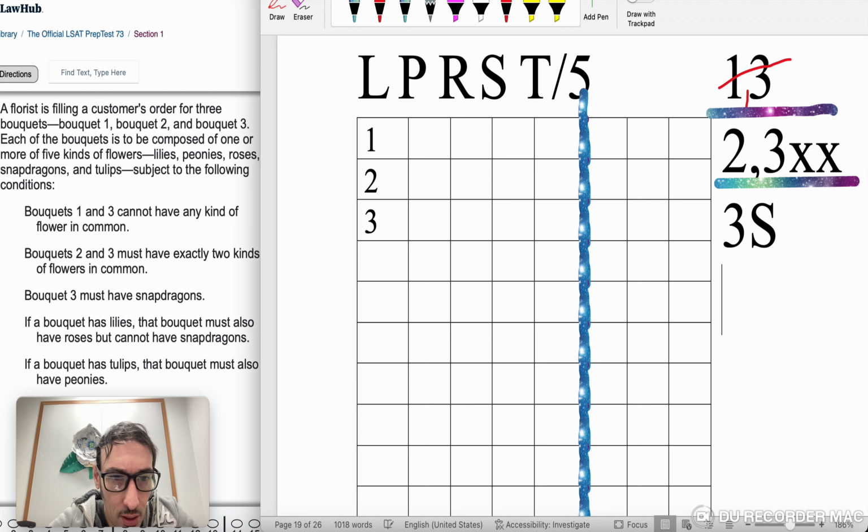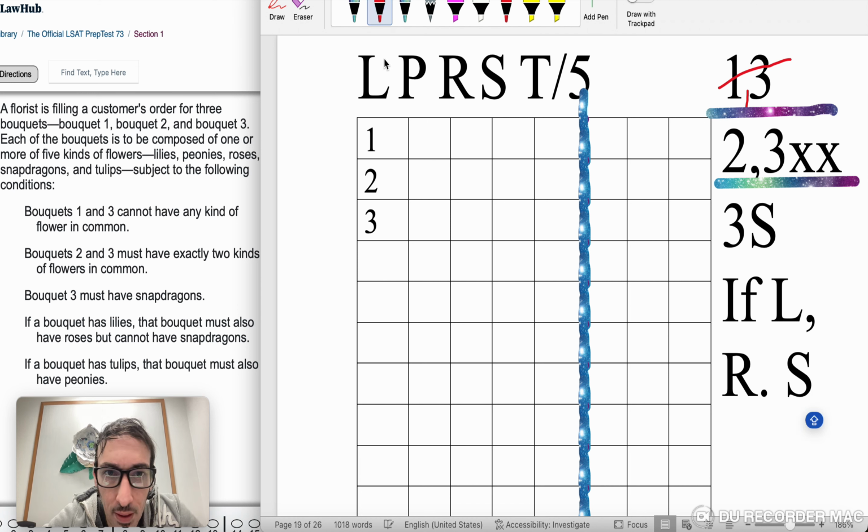Next condition. If a bouquet has a lily, so this is an if question. They're going to say if a bouquet has a lily, then the bouquet must also have a rose but cannot have a snapdragon. So the way I would perform that information, let's write it down: if there is a lily, there will be a rose but not a snapdragon. That means if the bouquet has a lily, the bouquet must also have a rose but cannot have a snapdragon. So I cross off the S.